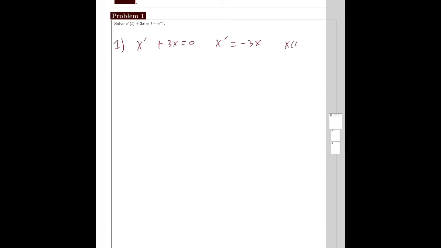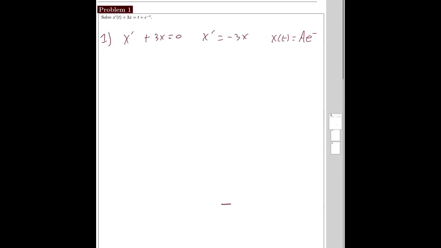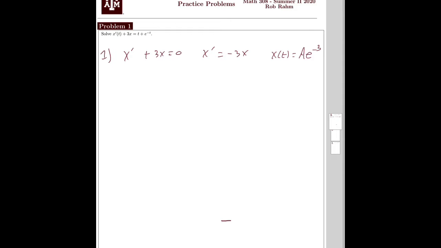And then we know that solutions to this equation are going to be x of t is equal to some constant times e to the minus 3t. I don't know how to make that go away.